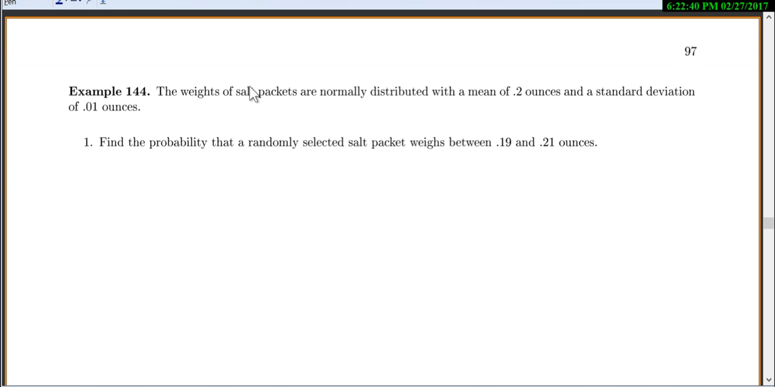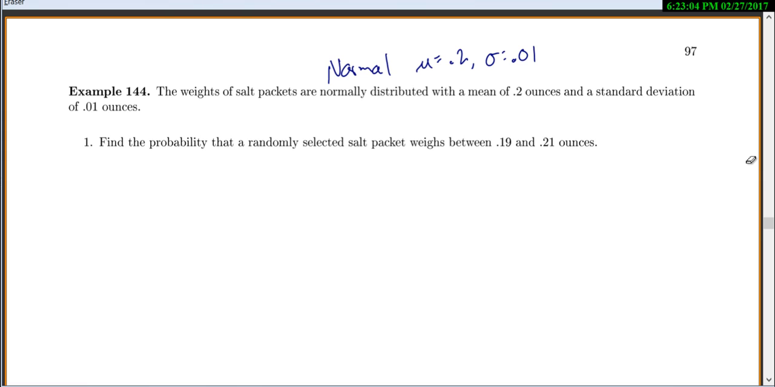So how does this all come into play? Let's look at this one. The weight of salt packets are normally distributed with a mean of 0.2 and a standard deviation of 0.01. So number 1 says find the probability that a randomly selected salt packet weighs between 0.19 and 0.21 ounces.